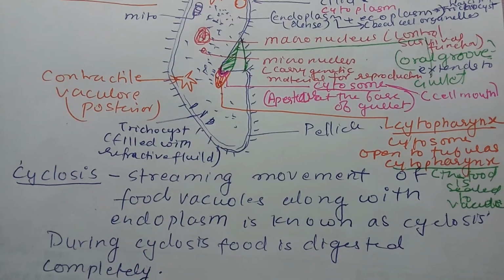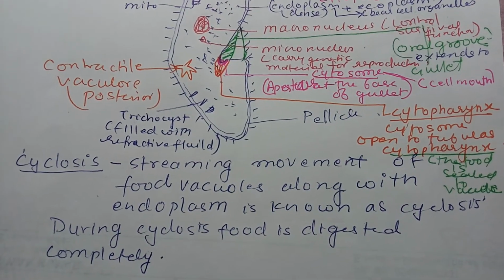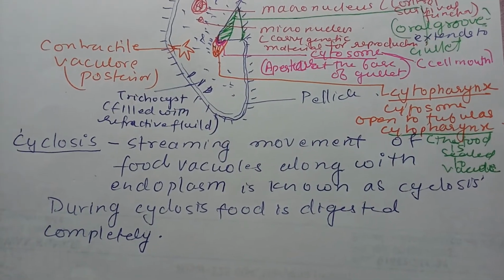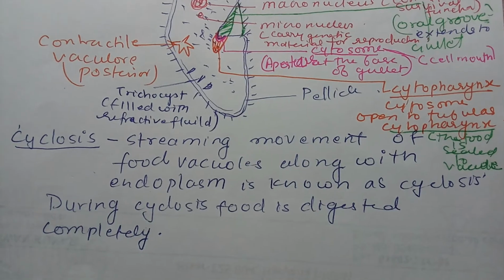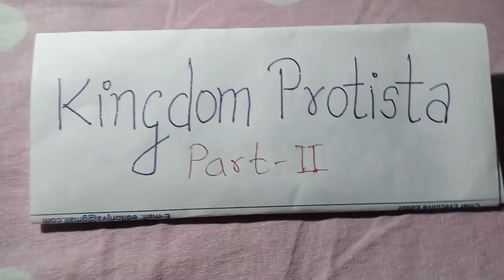Then cyclosis, you need to understand what is cyclosis. It is the streaming movement of the food vacuole along with the endoplasm. During cyclosis, food is digested completely. So this is all we have in kingdom Protista.